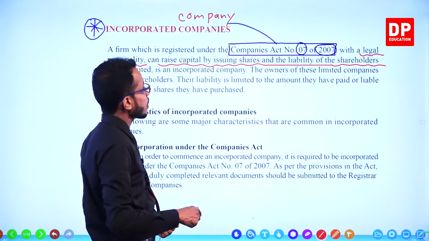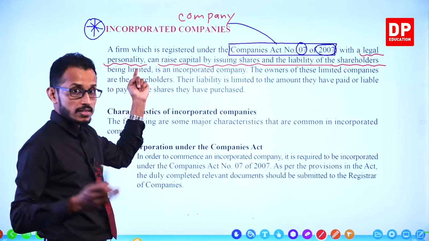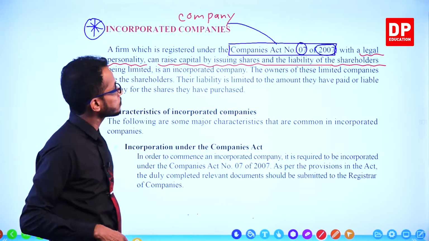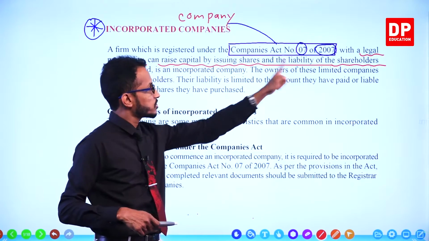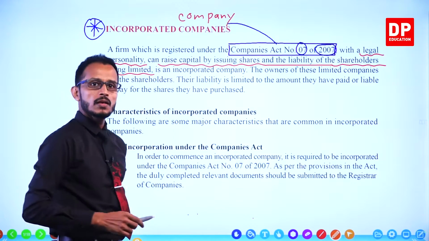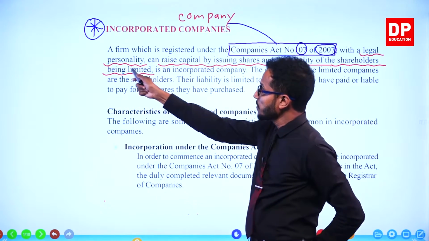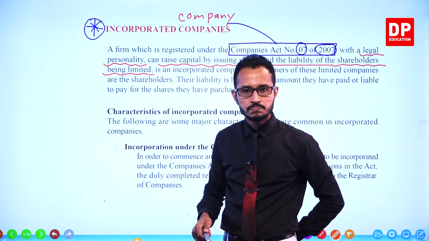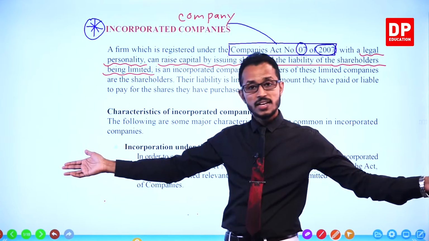Okay. So it's a legal entity. Every company is a legal entity, has a legal personality, and issues shares to the shareholders, raising or collecting capital by issuing shares, and shareholders' liability is limited. Now, I'm not going to explain the meaning of limited liability now, because we discussed these things in the previous session, children. Limited liability.